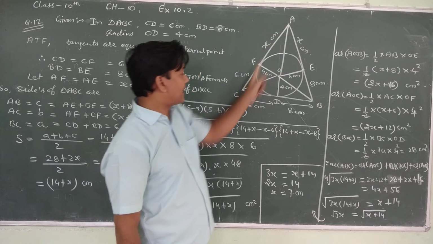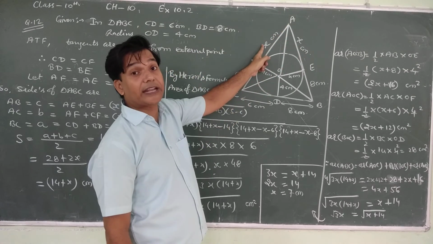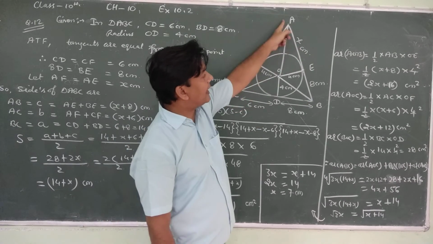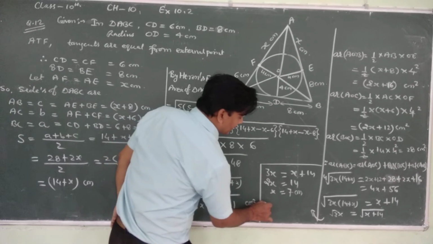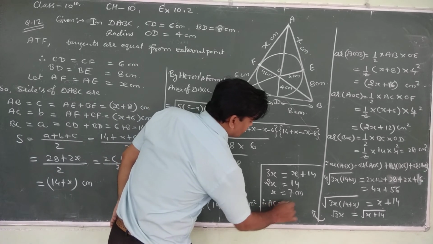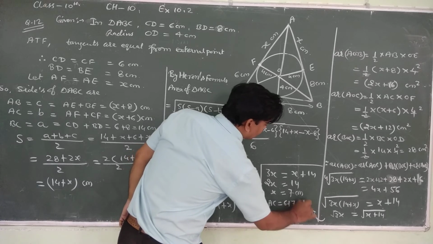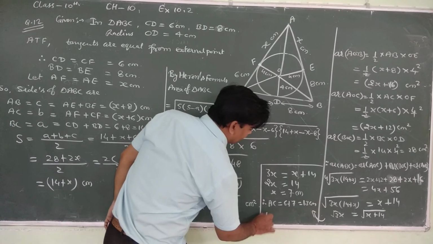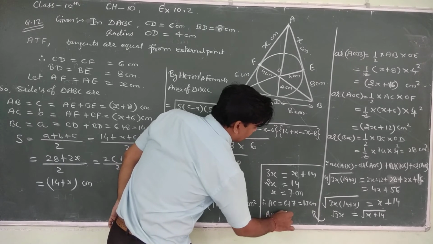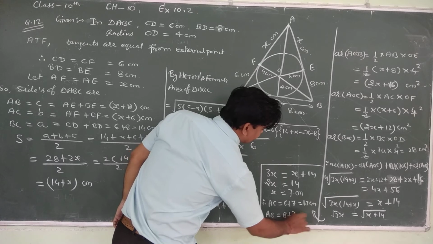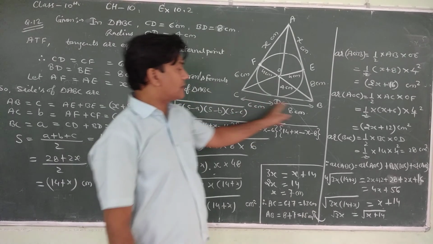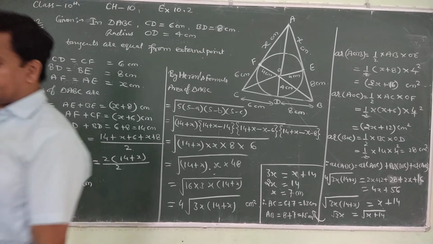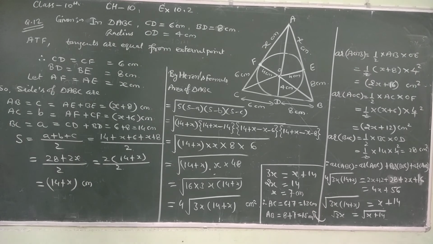Then what is the length of AC? 6 plus 7, 13. What is the length of AB? 8 plus 7, 15. Therefore, AC is 6 plus 7, 13 centimeter, and AB is 8 plus 7, 15 centimeter. These are the side lengths. The third one is already given here, 14 centimeter. In this way we solve this question.